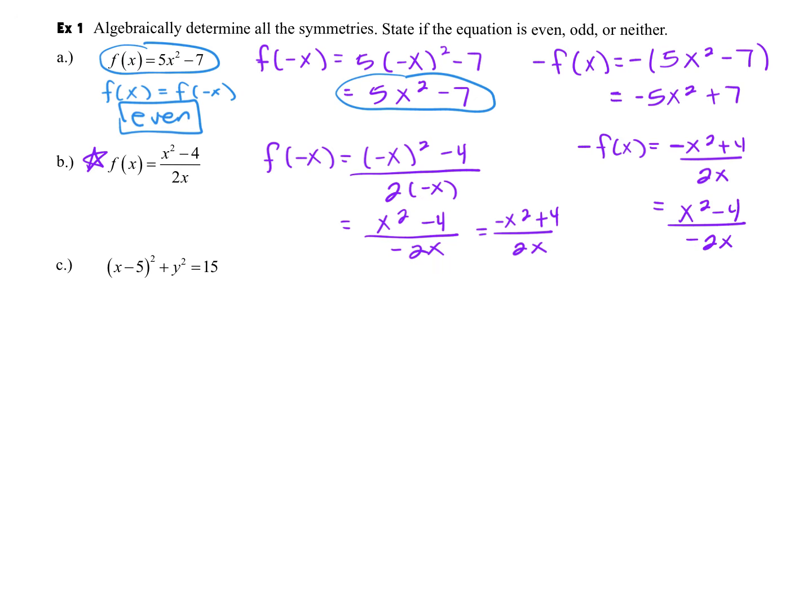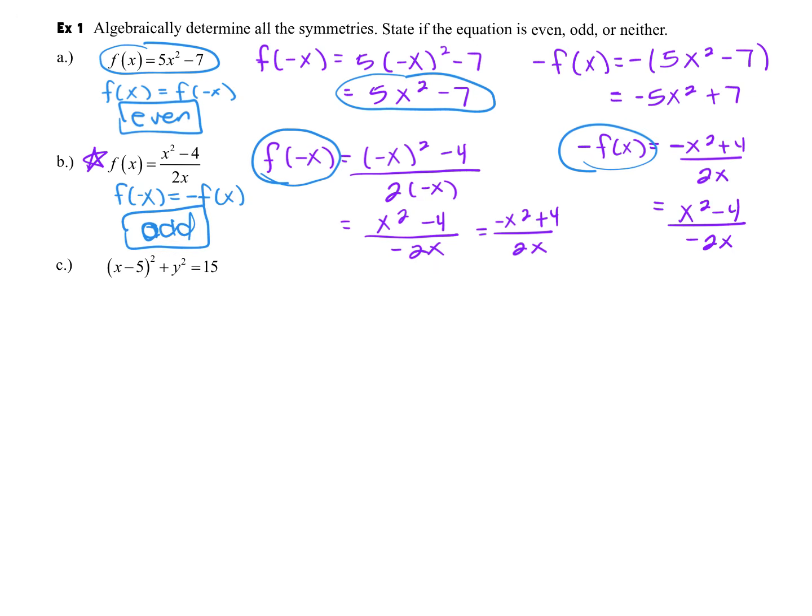Now let's compare. f of x and f of negative x, these are not equal. If we look at these numerators, these are not the same. But if we look at our f of negative x and our negative f of x, we can see that these are the same. We got the same value each time. That means that f of negative x equals negative f of x, so this function would be odd.